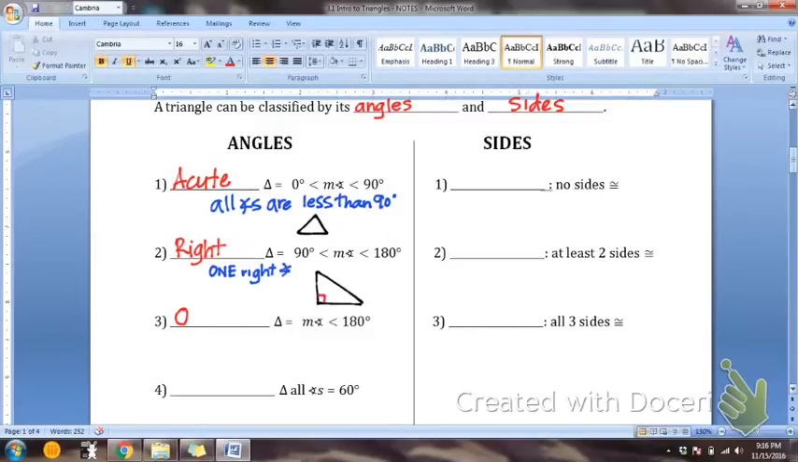The next type of triangle we can talk about is called an obtuse triangle. Remember what we talked about, obtuse means that it's greater than 90, right? So in an obtuse triangle, you have one angle that is greater than 90 degrees.